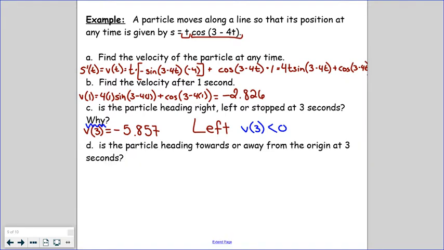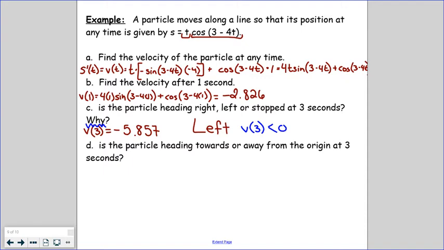Okay, the last question I have on this topic is this one. Is the particle moving towards or away from the origin at time equals 3 seconds? So we just figured out its velocity. We know at 3 seconds it's moving left. So then does that mean it's moving towards or away from our origin?